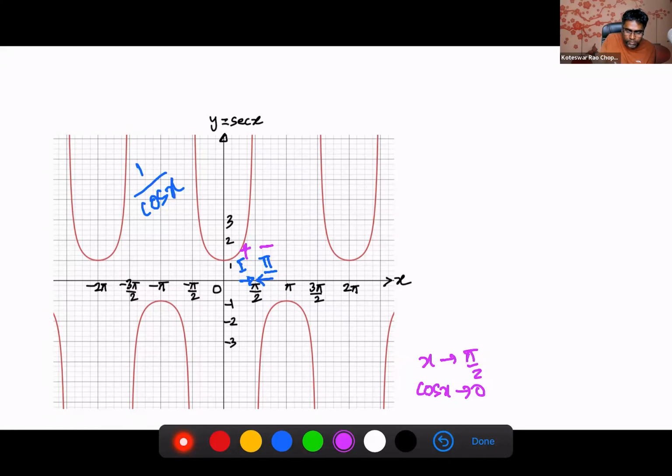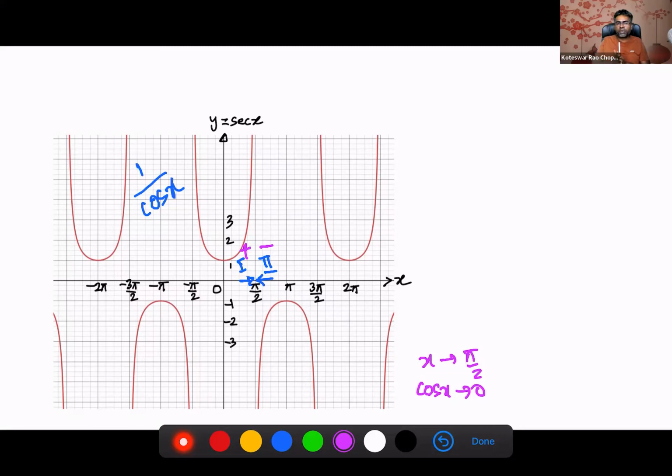So if you are around that pi by 2, the pi by 2 itself is not acceptable. Okay, so that is a no-go zone. We don't want pi by 2, but we can take values which are close to pi by 2. There are values to the left of pi by 2 and values to the right of pi by 2. So I can take any of those values.